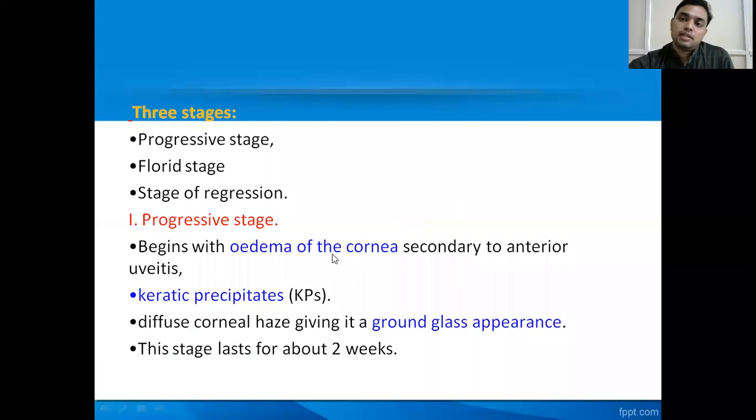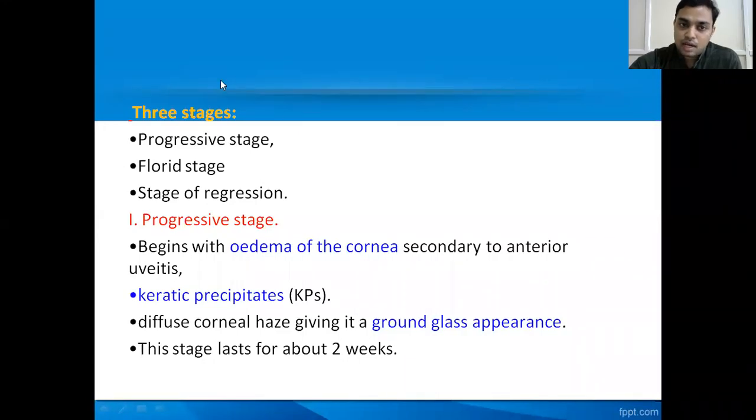So this is about the interstitial keratitis in congenital syphilis. Here in congenital syphilis, 3 stages of interstitial keratitis are seen: progressive stage, florid stage, and stage of regression. In the progressive stage, we see edema of the cornea secondary to the anterior uveitis, and because of the anterior uveitis, we see deposits at the level of endothelium that we call keratic precipitates. Because of the infiltration, the cornea will have a ground glass appearance, and this stage lasts for 2 weeks.